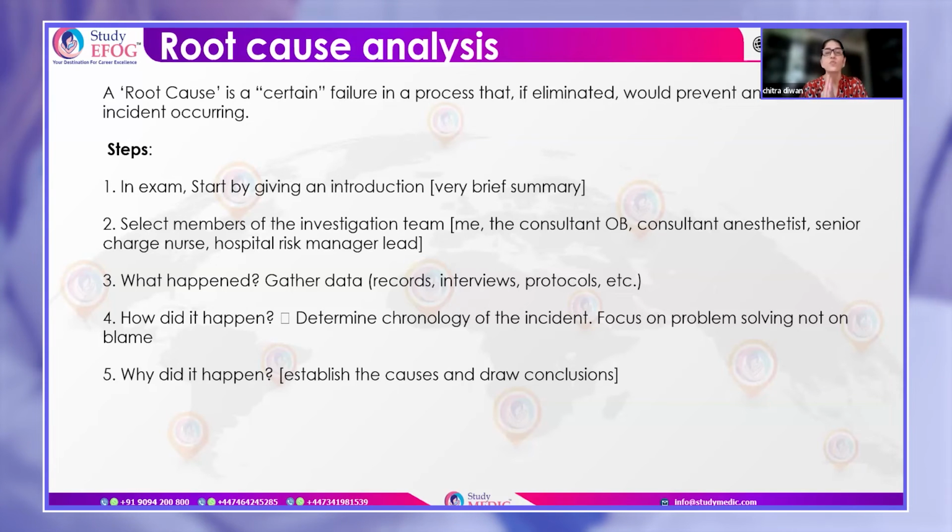Now, how did it happen? For this, you have to determine the chronology. When you are determining the chronology, please remember that you are not trying to blame somebody. You have to focus on what exactly happened. You are trying to solve the problem and you are not trying to blame anybody. Now, once you know how it has happened, why did it happen? So you have to establish the cause and draw conclusions.